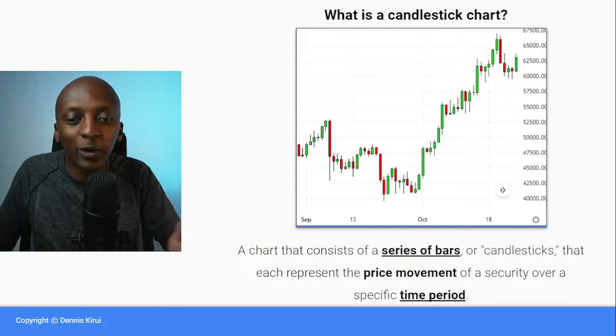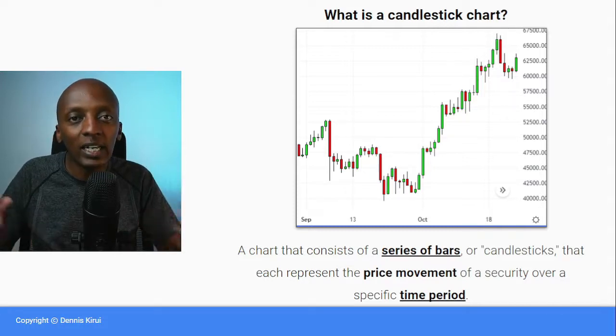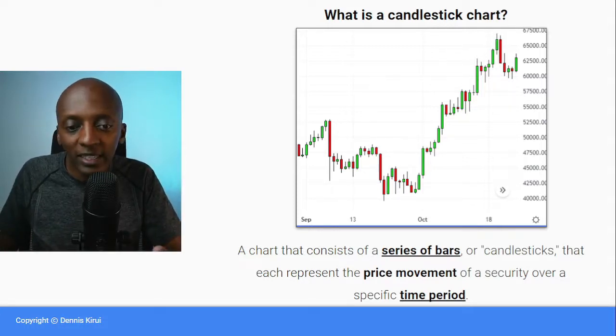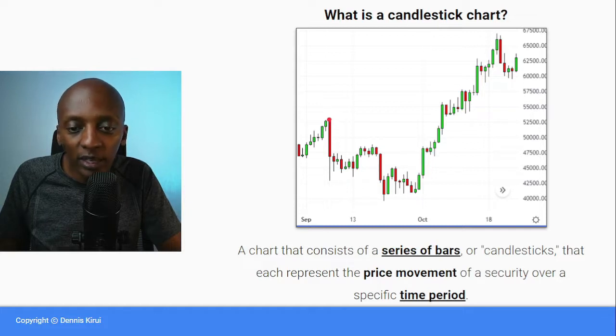It's very wordy, but in summary, each bar that you see in a price chart represents price movements of a particular market. For example, let's say this chart is the chart of Bitcoin, and this particular red bar represents 10th of September. What it is showing is that on 10th of September, Bitcoin traded between this particular price level of about 52,500 to about 42,500.